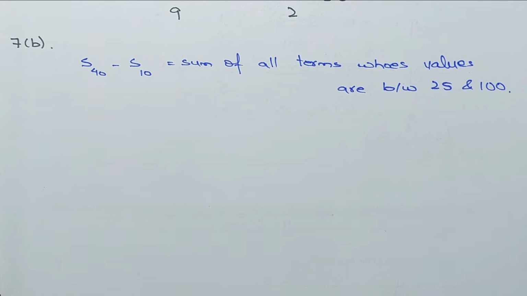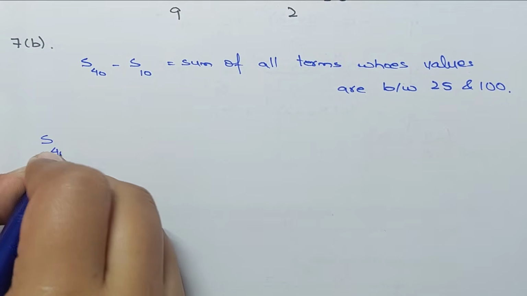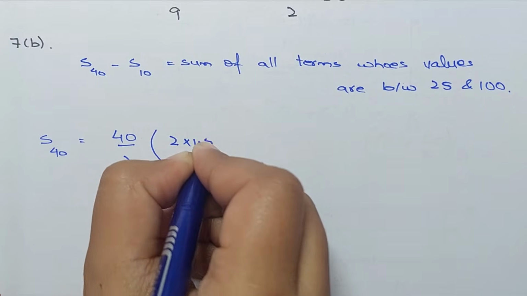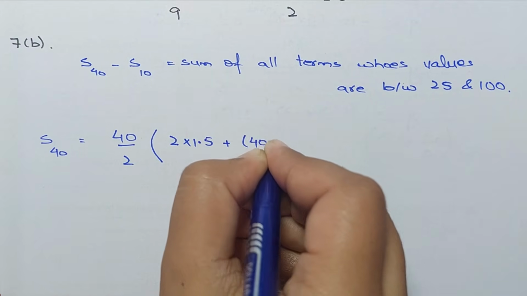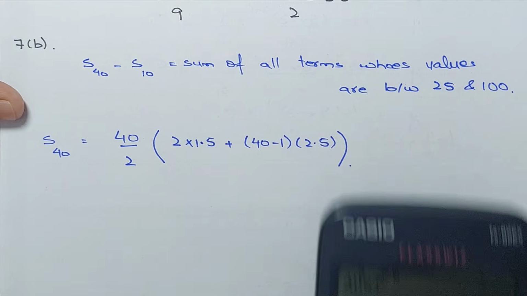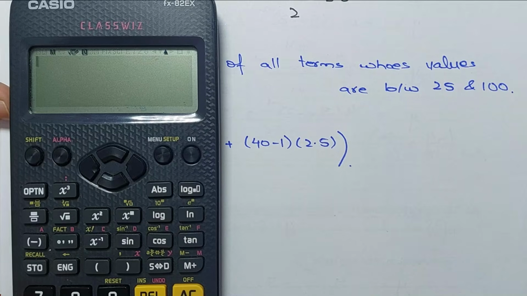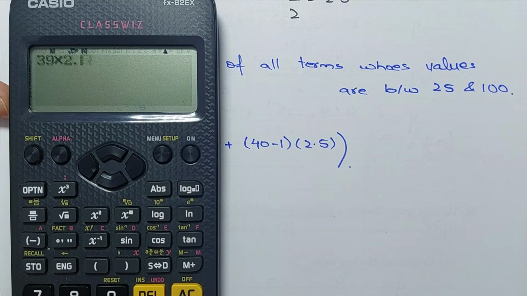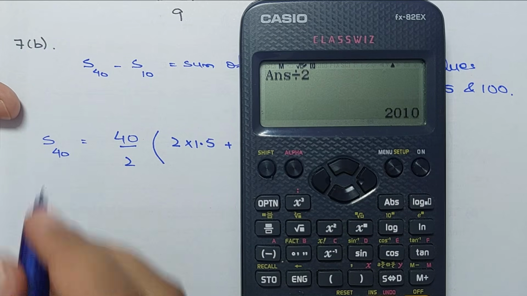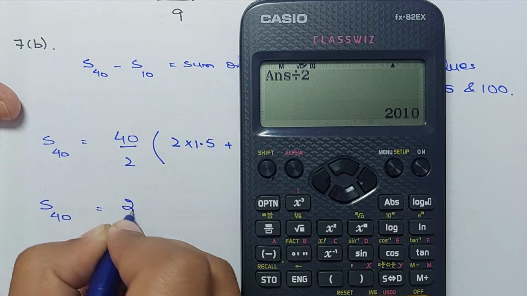Okay, so what is Sn? Sn is n by 2 into 2a plus (n minus 1) into d, right? So S40 is 40 divided by 2 into 2 times the a value, which is 1.5, plus (40 minus 1) into the d value, which is 2.5. Let me solve for S40. 40 minus 1 is 39. 39 times 2.5 is 97.5, and this we add to 2 times 1.5. Then this multiplied by 40 divided by 2, so S40 is 2010.